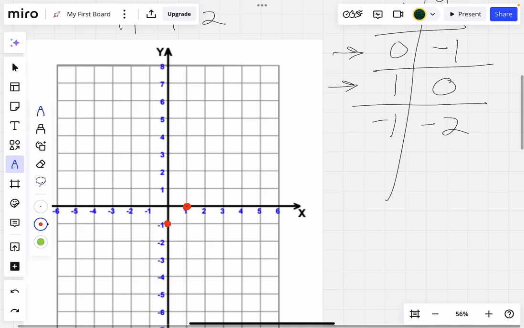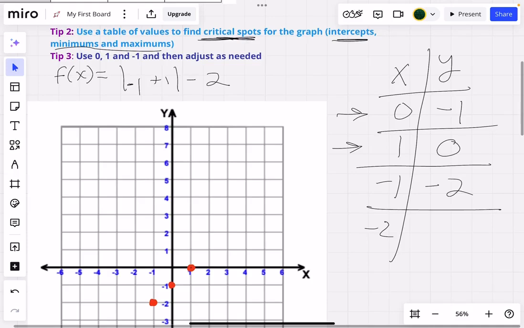I have to put this point back. And now we can come back in the table. Go back to that. We said, let's do -2. Let's go small and then go larger. If I put in a -2 here, this is -2 plus 1 is a -1. The absolute value of -1 is 1. 1 minus 2 is a negative 1.